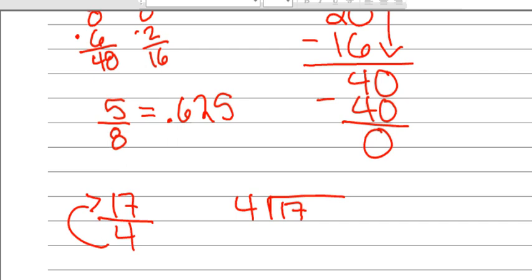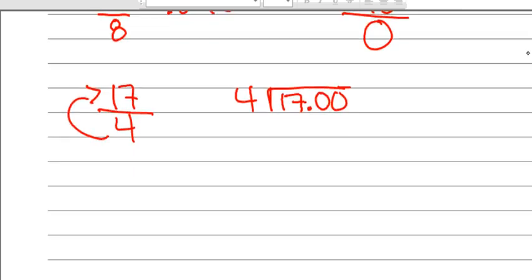And I don't need to move any decimals with the 4. It's already a whole number. So the decimal goes after the 17, and I want to add a couple zeros. So does 4 go into 17?